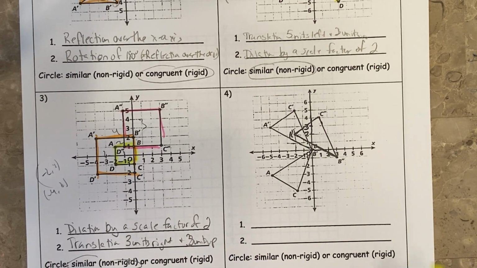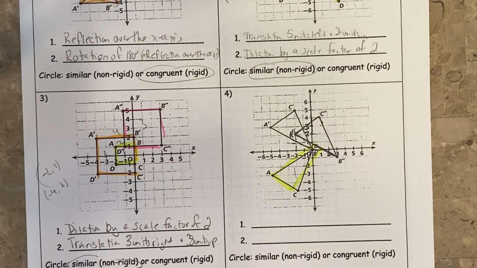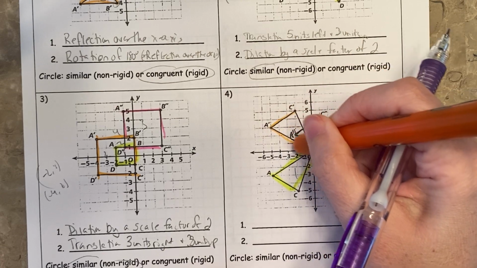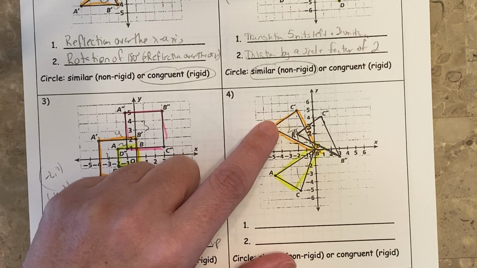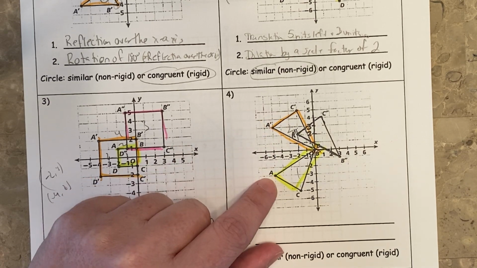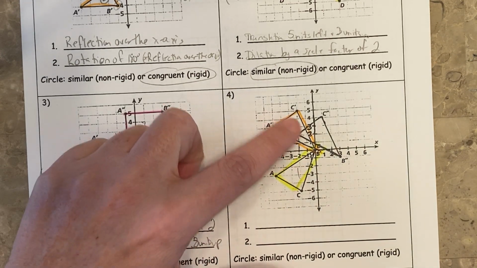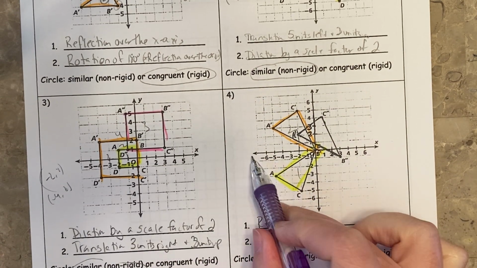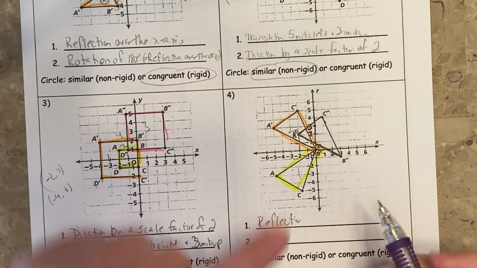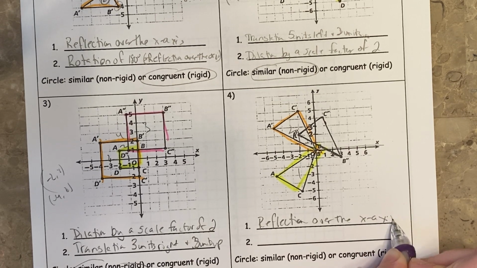All right, number 4. We're going to start with our original. That's number 1. And number 2, this is our single primes. Okay, so the size did not change, so it's not dilation. They're definitely not facing in the same direction, so it's not translation. So it's rotation or reflection, and hopefully you can see that they just look like they're mirror images of one another. So that's going to be a reflection. And it's reflecting over this mirror line. This is the one you could fold it over and it would match up. So that's reflection over the x-axis.